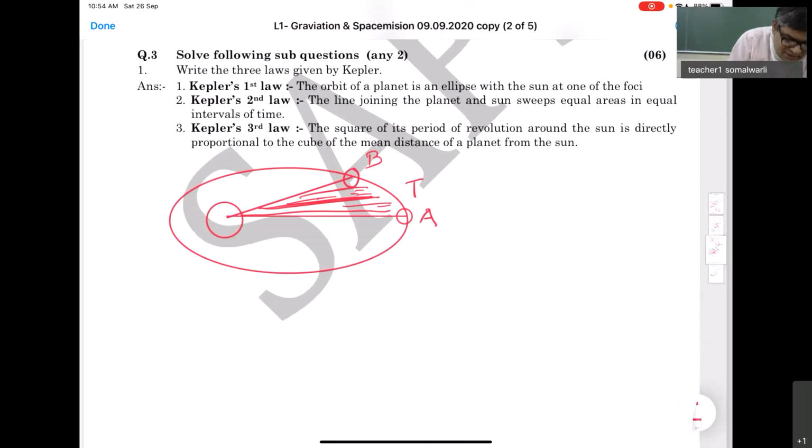Suppose the planet comes somewhere here now, let's call this position C. Again in time interval t, the same as earlier, the planet will now come to position D somewhere here, so that it will again sweep the same amount of area as it swept on the earlier occasion. So we say that it sweeps equal area, or in other words, areal velocity is constant. Now Kepler's third law.